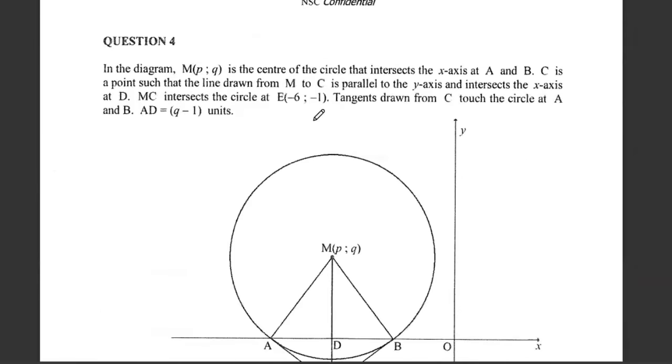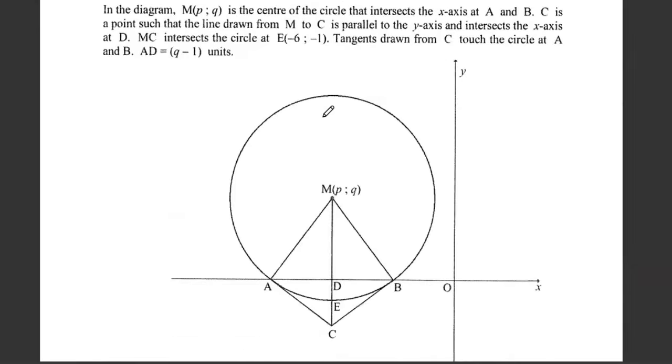Question number 4. In the diagram, M is the center of the circle that intersects the x-axis at A and B. C is a point such that the line drawn from M to C is parallel to the y-axis. They intersect at D, M intersects the circle at this point, tangents from that and that are equal. The distance is Q minus 1. Okay, so 4.1.